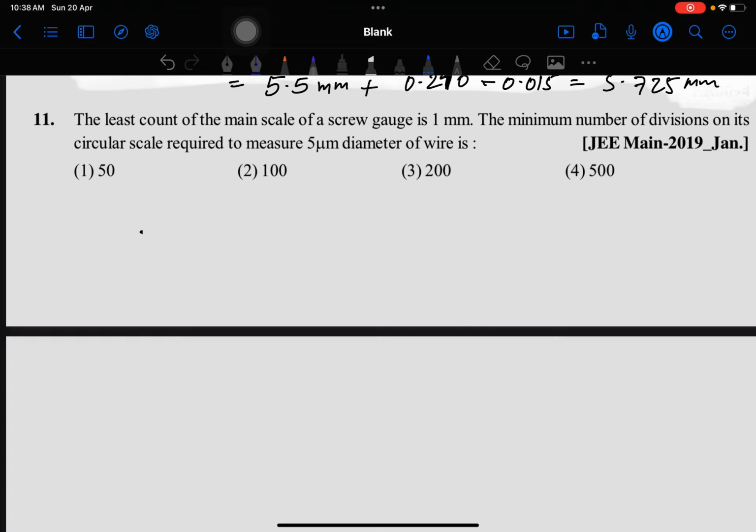Okay, so over here we have the least count of the main scale of the screw gauge. So it's not the least count of the screw gauge, only the smallest division of the main scale itself, right? So over here in the main scale, this is the 0 mark, this is just the 1 mm mark. Then you have the circular scale.